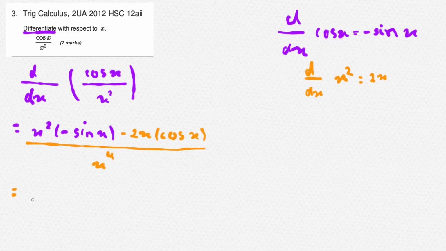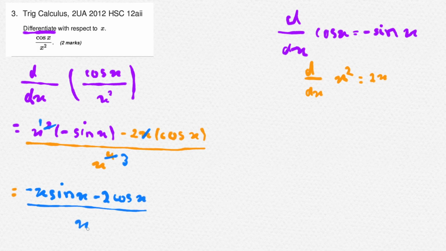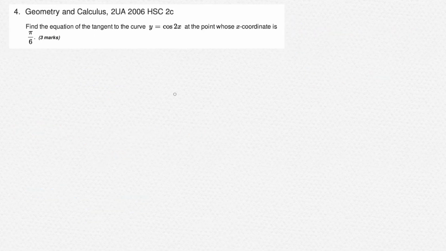Now let's simplify this. As you can see, there is a common term of x in the numerator and the denominator. So let's take away an x and cancel it in the denominator. Now, x times minus sine x will give you minus x sine x, and then minus 2 times cos x is minus 2 cos x, divided by x cubed, since we cancelled out an x to the power of 1 in the previous step.